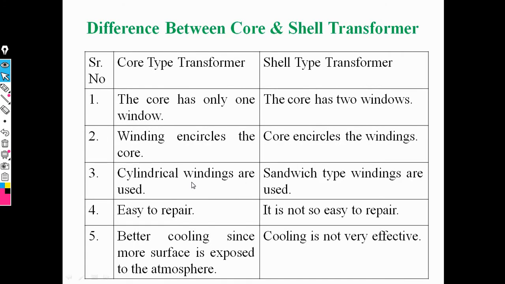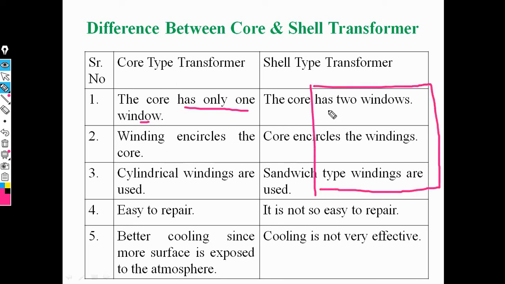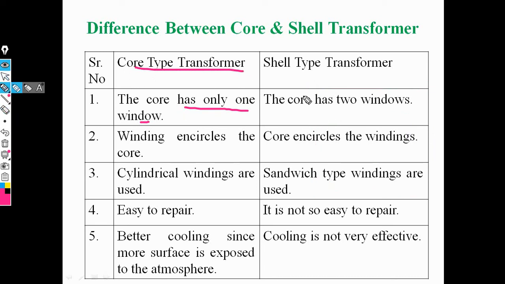Now we also need the difference between the core type transformer and the shell type transformer. We have already explained the concept of the core type and shell type transformers. The core type transformer consists of only one window. For example, this is the core type transformer diagram here. It consists of only one window. But the shell type transformer consists of two or more windows. This is the diagram of the shell type transformer that we have to draw here.